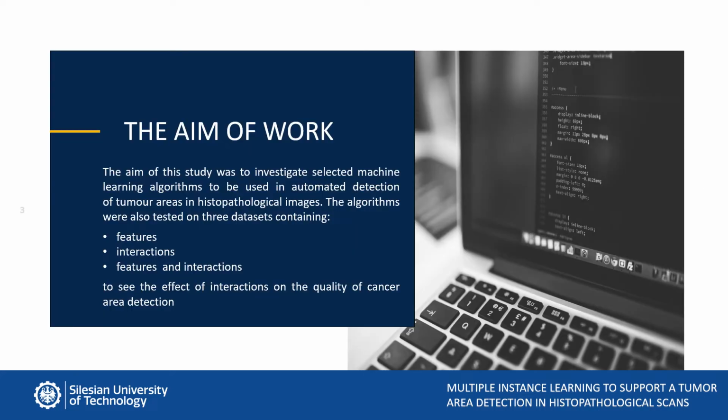The main aim of this work was to investigate selected machine learning algorithms to be used in automated detection of tumor areas in histopathological scans. Additionally, the algorithms were also tested on three datasets containing features, interactions, and features and interactions to see the effect of interactions on the quality of cancer area detection.